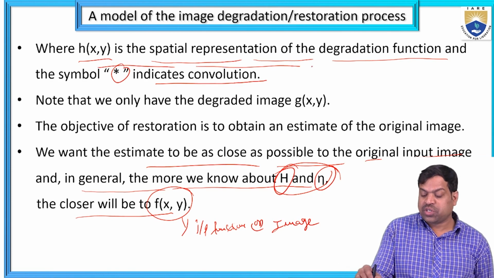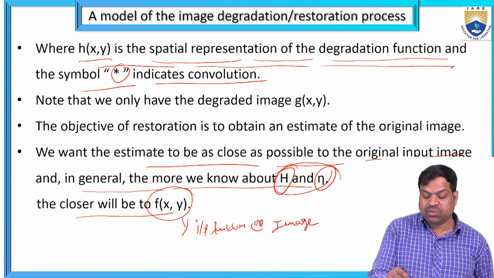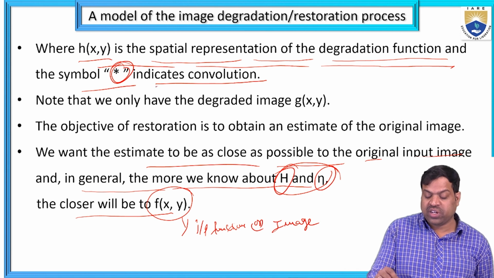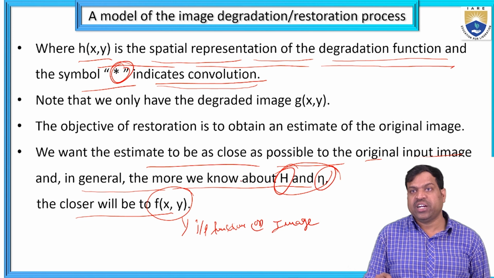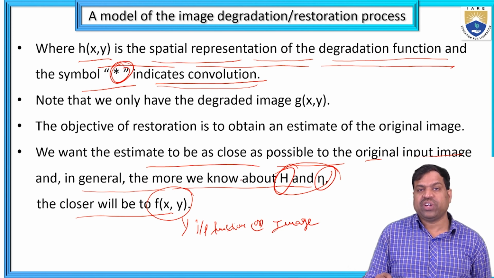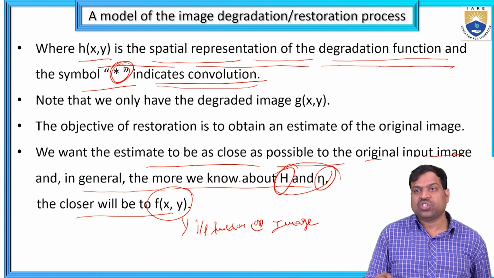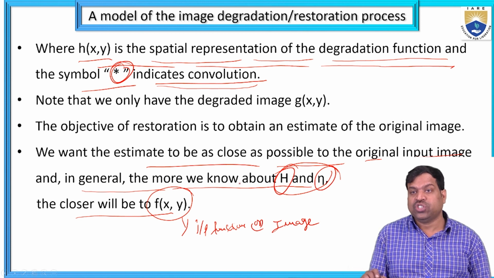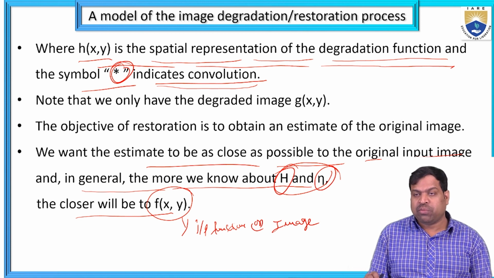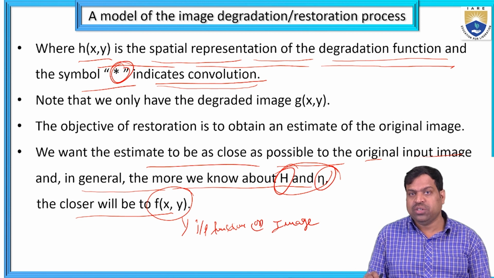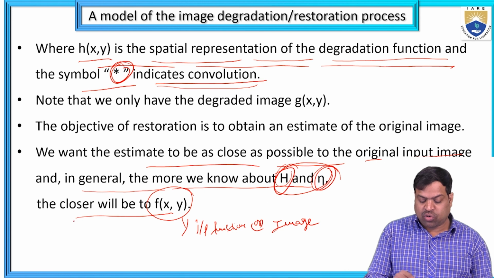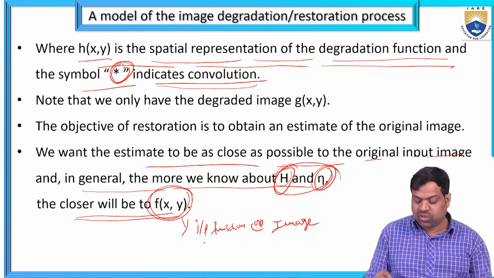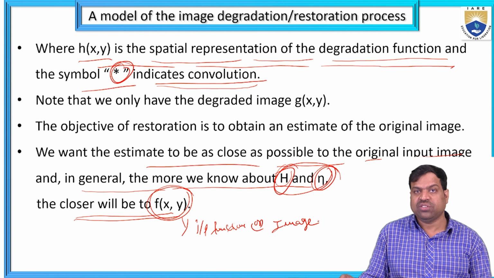h(x, y) is the spatial representation of the degradation function, and the star symbol indicates a convolution function. The degraded image here is g(x, y). The objective of the restoration function is to estimate the original image, so the final possible original input image should be as close as possible to f(x, y), the input image function.